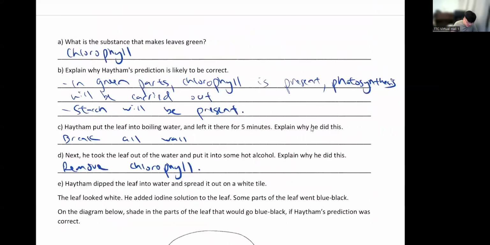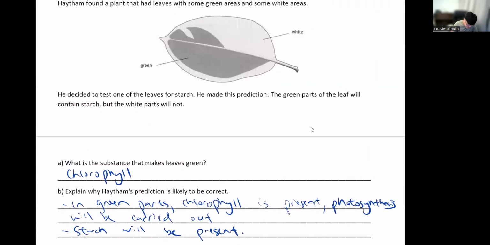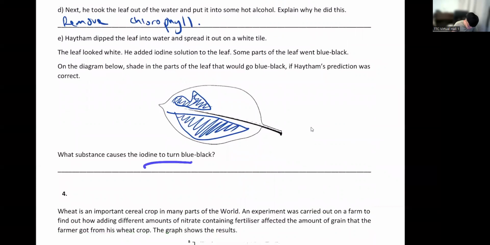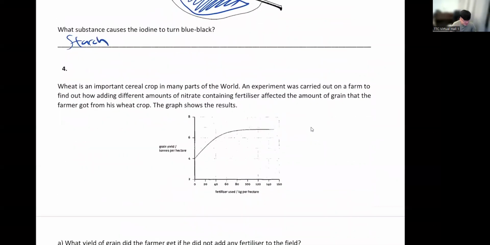Okay, that means the exact part lah. Okay, so let me try to draw this as close as I can. Okay, something like this. Okay, yeah, this part they will turn blue-black. Okay, let me color it blue. Blue-black or blue. Okay, whatever lah, you get the point. So next, what substance caused the iodine to turn blue-black? That would be your starch. Well, isn't this easy? Right, so number 4.